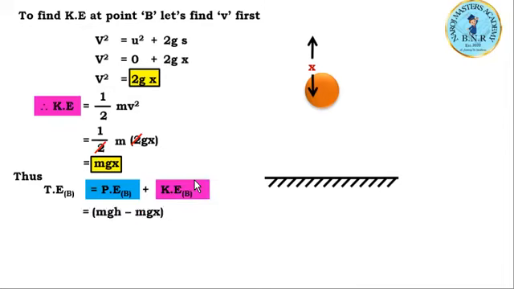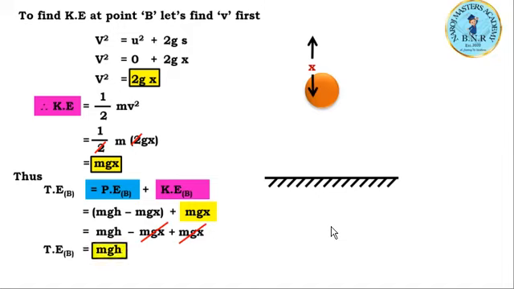You got, just before that, mgh, so potential energy is mgh minus mgx. So plus mgx. Is it right? And finally, you will get both cancelled: minus mgx plus mgx. Then the total energy is mgh only. So from this, what can we say?